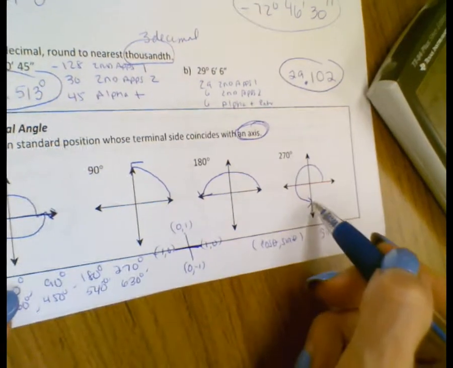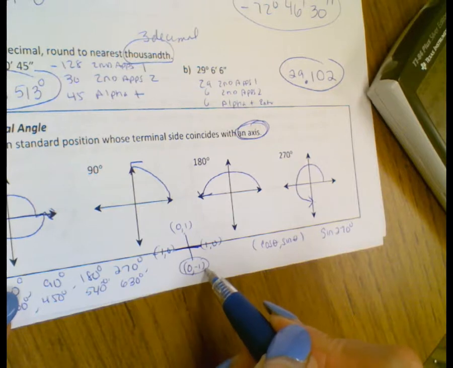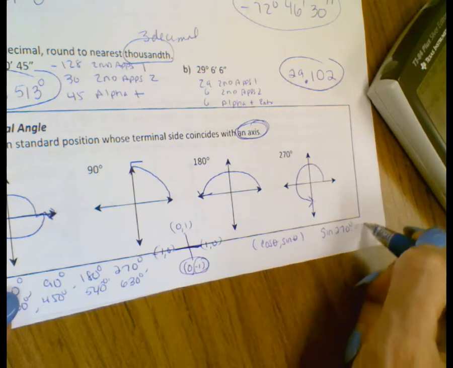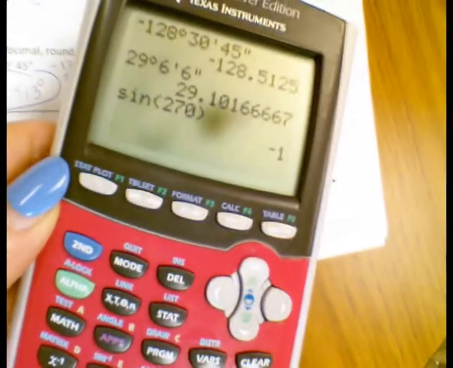270 is right here. Do you see that? So if you look at the ordered pair that's assigned to it, it's 0, negative 1. And sine is the y-coordinate, so it should be negative 1. Your answer should be negative 1. You can also do that on your calculator by pressing sine 270, as long as you're in degrees. And there it is, negative 1. So we'll be doing that soon on the graphing calculator, but not yet. The unit circle's coming. So page 1 is done.